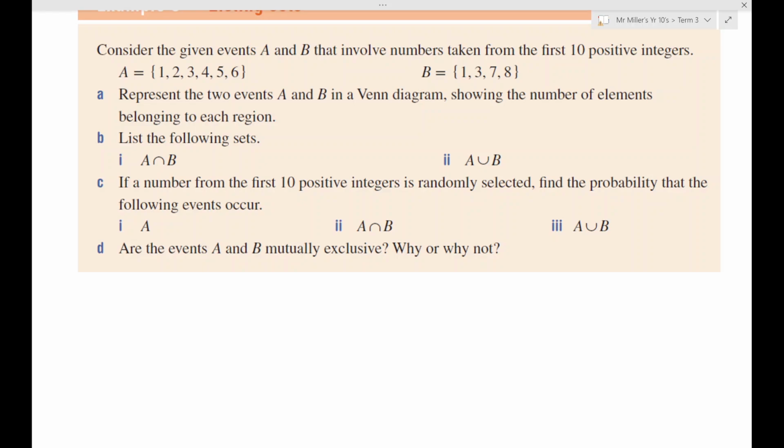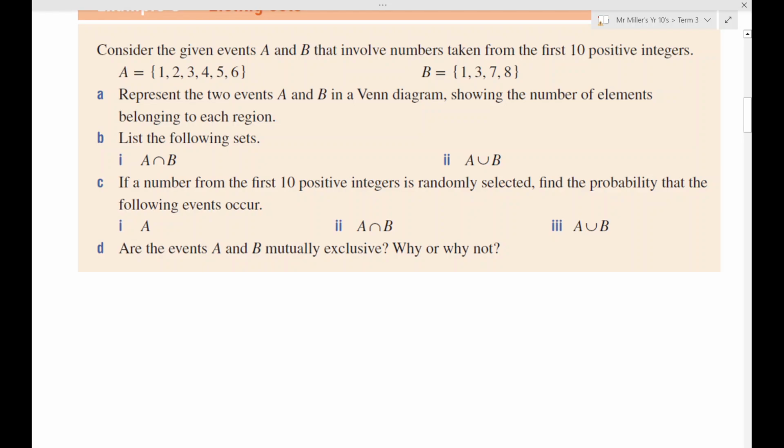Anyways, question 1. Consider the given events A and B that involve numbers taken from the first 10 positive integers. So here we have a set A: 1, 2, 3, 4, 5, 6, and we have a set B: 1, 3, 7, 8. So just two random sets that involve some random numbers taken from the first 10 positive integers.